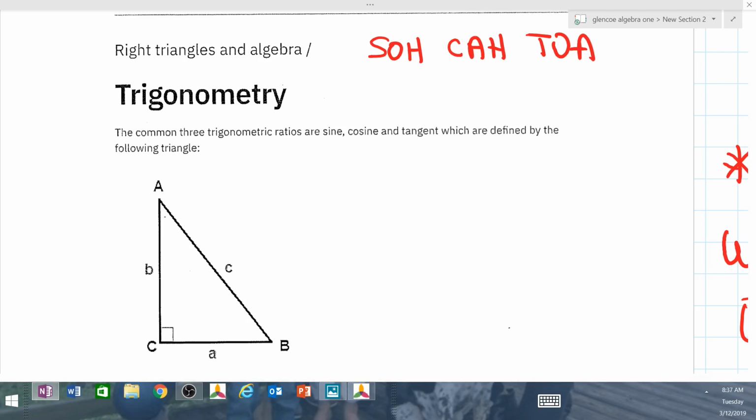An obtuse angle is what? Greater than 90, but less than 180? Yes? All right. So the 3 common trigonometric ratios are sine, cosine, and tangent. Now, how did we get this little mnemonic here? SOHCAHTOA. The sine, the cosine, and the tangent. Okay, let's take a look.